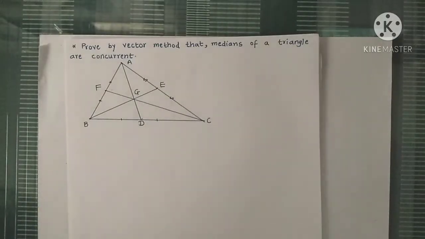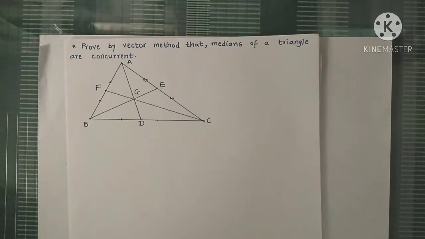Students, in this video, first of all, we are going to study two applications of section formula, and then we are going to study dot product. So first, let's see this application. Prove by vector method that medians of a triangle are concurrent.